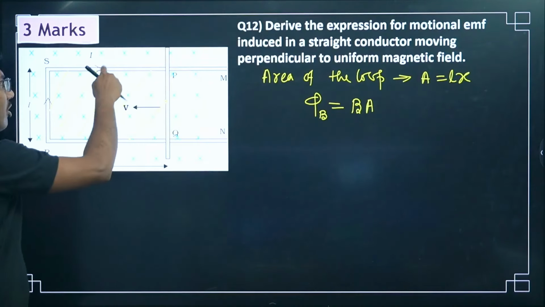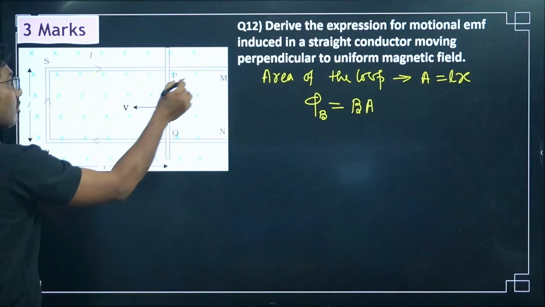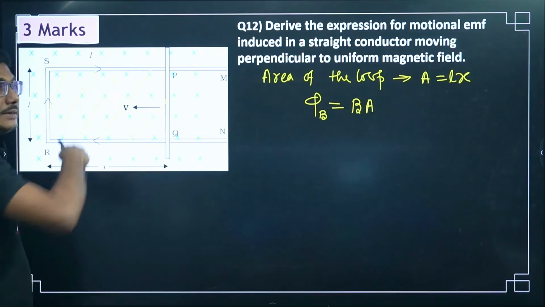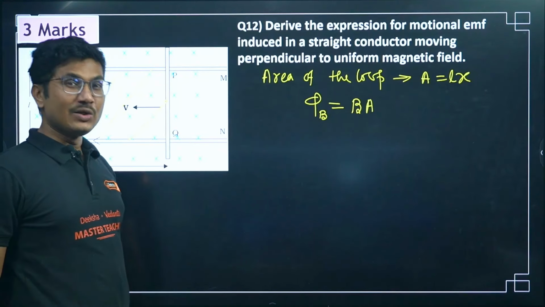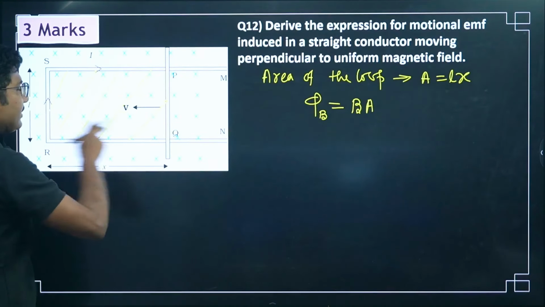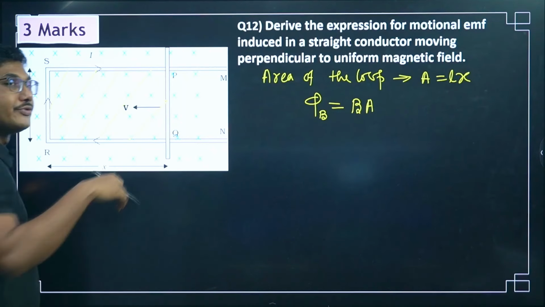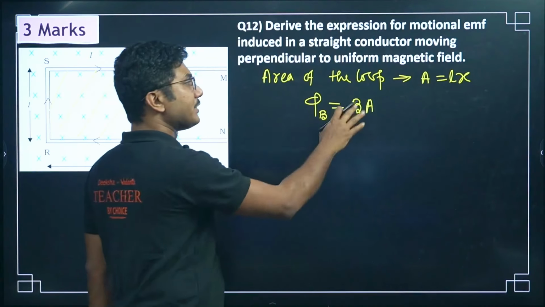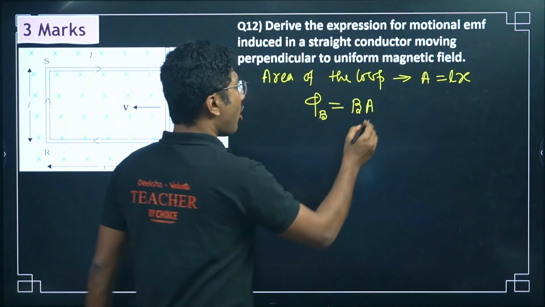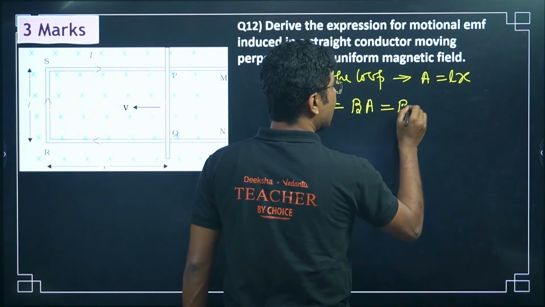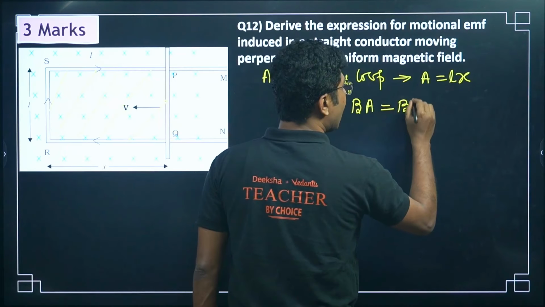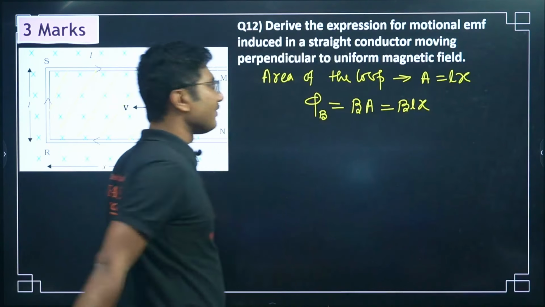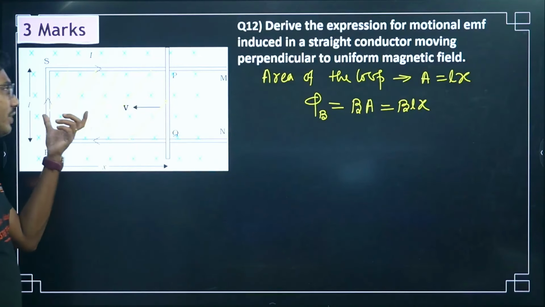Okay, so this cross mark signifies, the cross marks are also important, that the magnetic field is going into the page of the paper. So if you draw this diagram, you have to draw the cross, which is very, very important. So phi B is equal to B dot A, or the magnetic field is obviously B into L into X. So this is the magnetic flux passing through this rectangle.